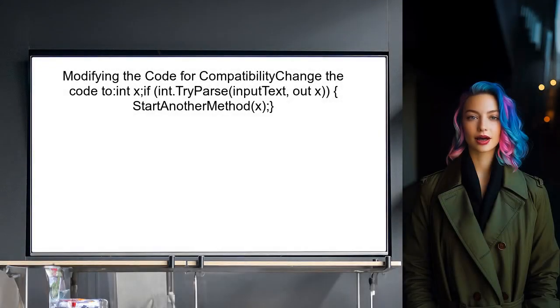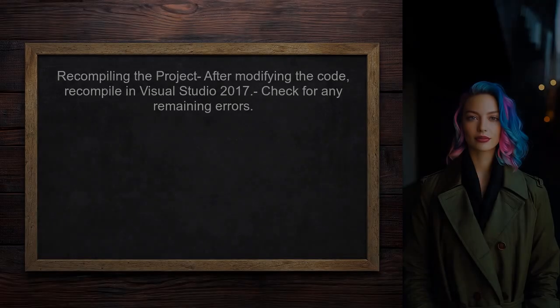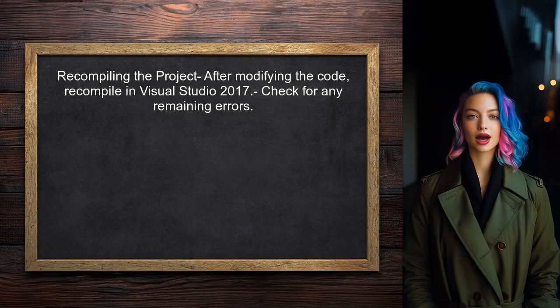Next, the user needs to modify the code to be compatible with .NET 4.0. Instead of declaring the variable inline, the user should declare it before the if statement. After making this change, the user should recompile the project in Visual Studio 2017. This should resolve the compilation errors that were previously encountered.